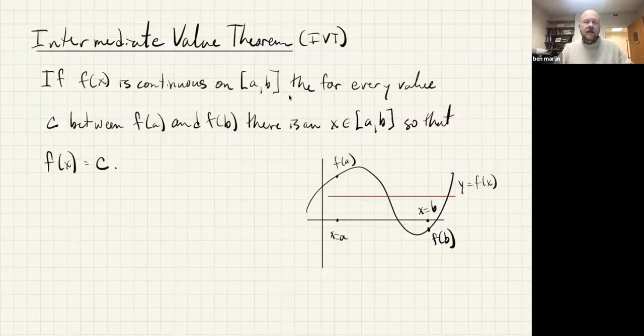All right, so this is that intermediate value theorem. Everybody always abbreviates it as the IVT, and it just says that if f of x is continuous on some interval from a to b, then for every value of c that is between f of a and f of b, there's going to be at least one x in that interval so that f of x is equal to that value c.